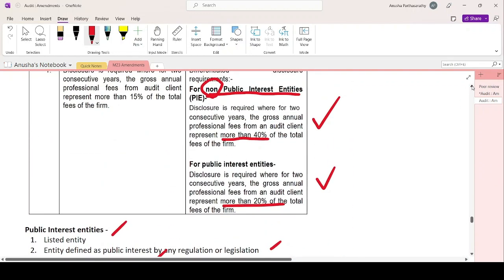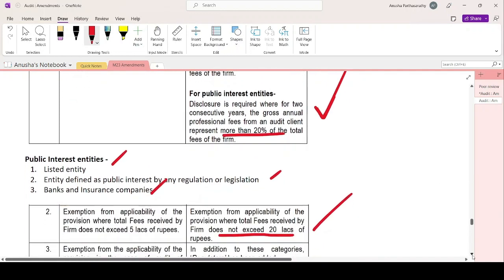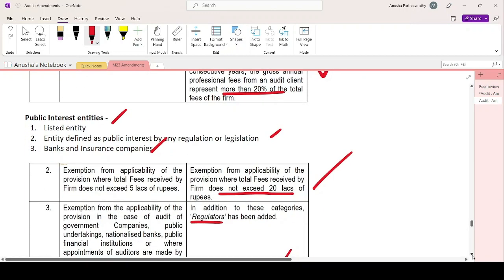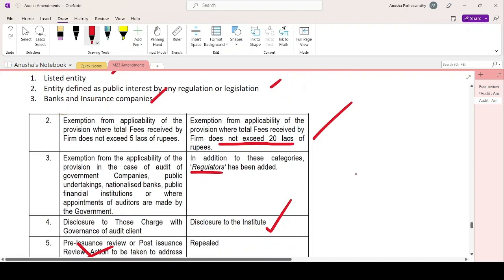For a non-public interest entity, I have to disclose where for 2 consecutive years the gross annual professional fees from the audit client exceed 40% of the total fees, and for a public interest entity, if it exceeds 20% or more of the total fees of the firm. Who are the public interest entities? Listed entities deemed to be public interest by any regulation or legislation, banks and insurance companies. And then exemption from applicability of the above provision if total fees does not exceed rupees 20 lakh.